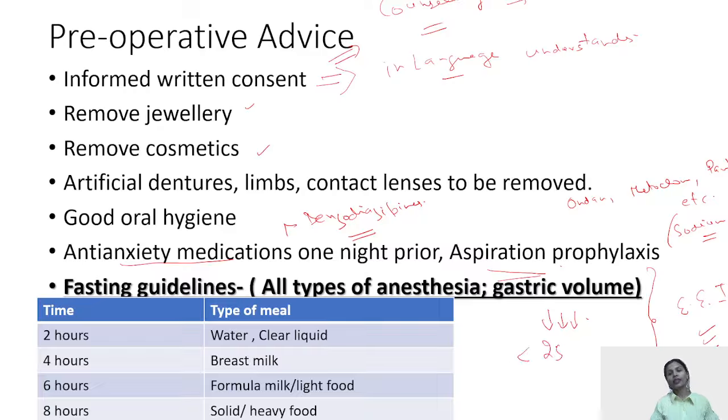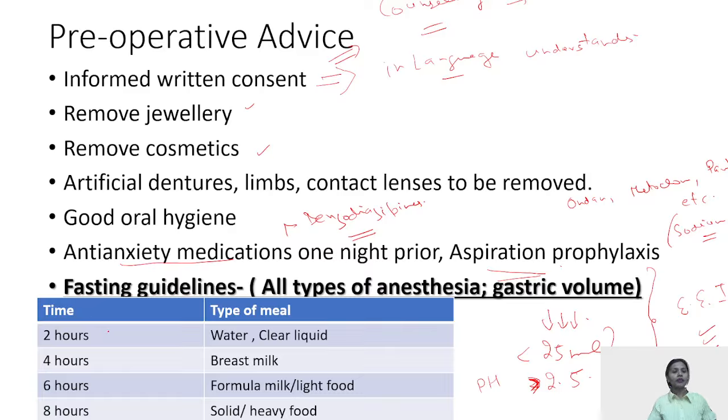is less than 25 ml with pH more than 2.5, which is recommended to decrease the chances of aspiration. The gastric volume has to be 25 ml or less. These days it can be tested by using your point of care ultrasound also.